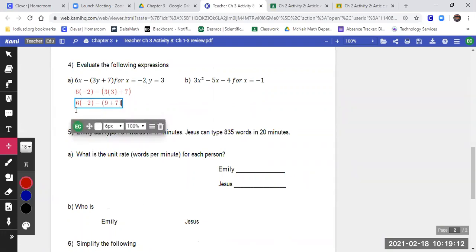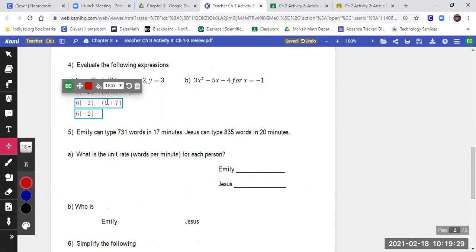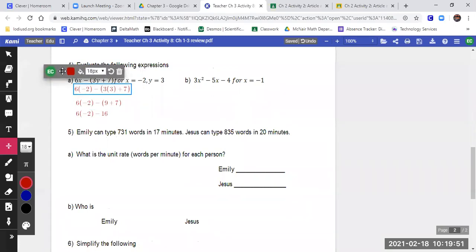Now we're ready to clean up that parentheses. So what is it going to say? The 6 doesn't change. We haven't gotten to that yet. We're just doing the parentheses step. 9 plus 7. What do we get? Come on. Use your calculators if you have to. 16. Okay, now we've cleaned up the parentheses. That's the first step in order of operations.